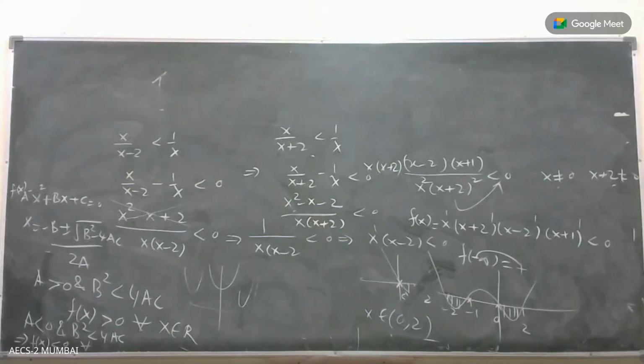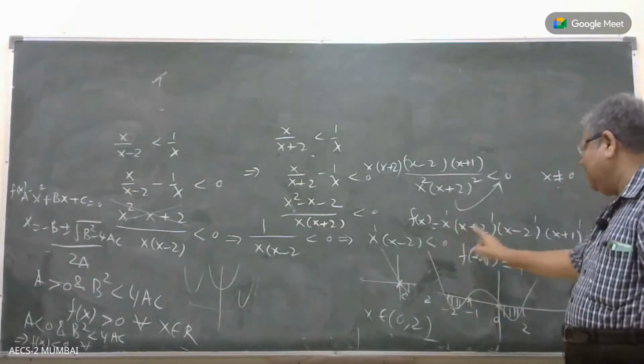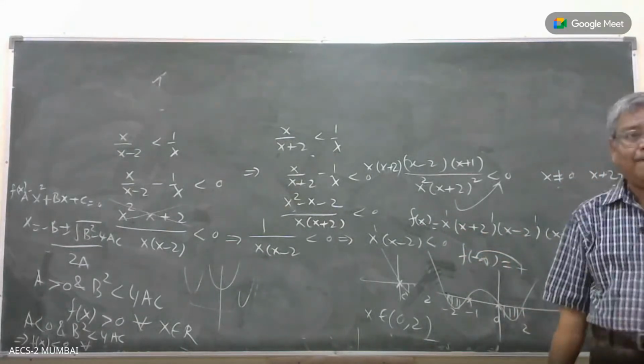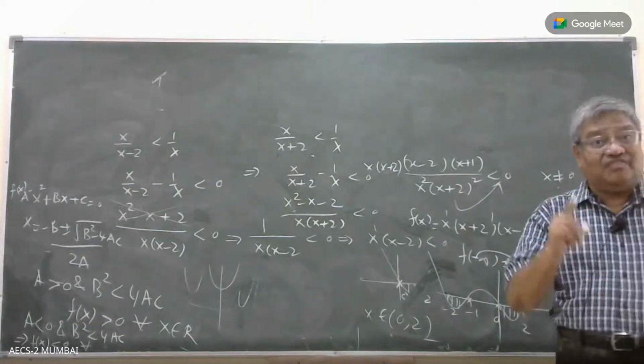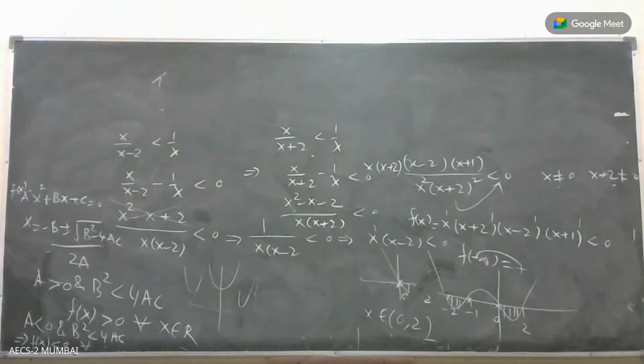Correct? So suppose minus 10. Minus 10 is a big number, no? Therefore, minus 10, minus 10, minus 10, if you put it will be positive. That means this curve, this is a very important thing. This curve starts from the minus plus quadrant. And if this goes wrong, everything will go wrong.